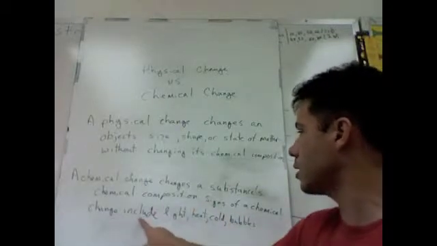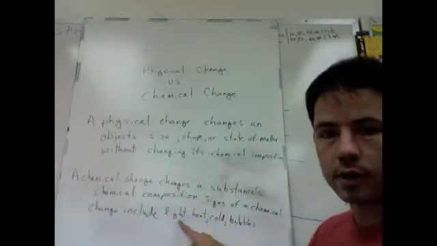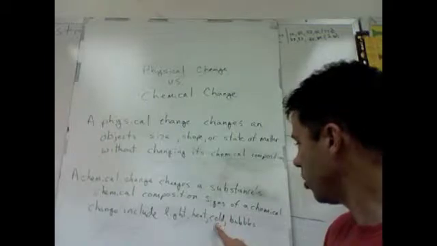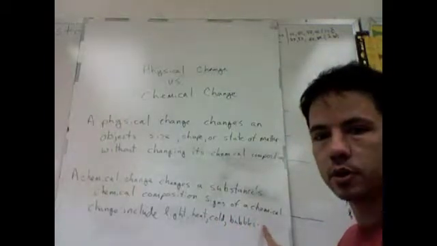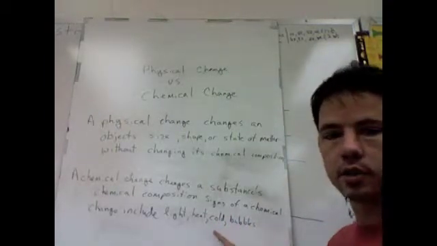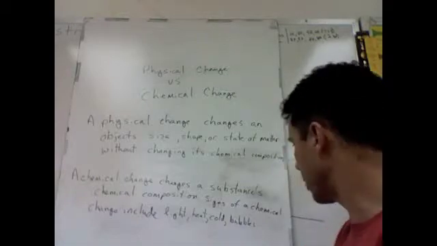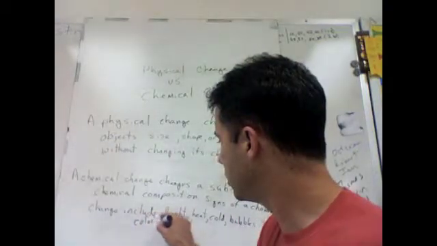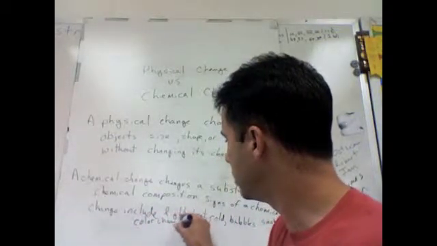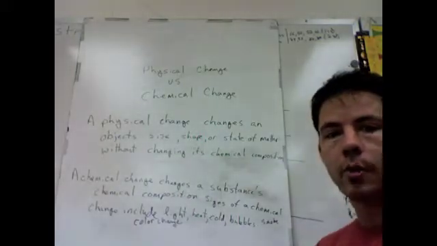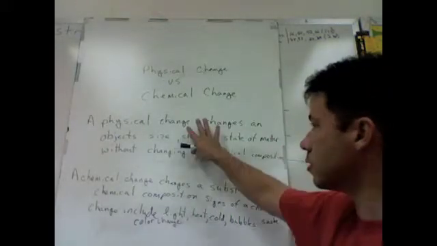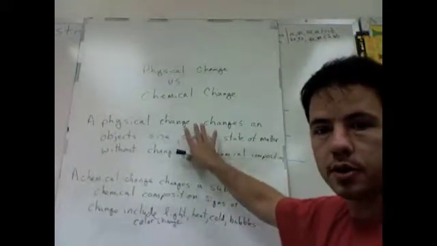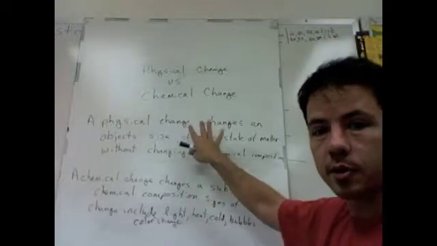Signs of a chemical change include giving off light, heat, getting cold, giving off bubbles, smoke, or a color change. Let me write those down real quick. Smoke, color change. Okay? The bottom line is in a physical change, the substance is the same substance when you're done.